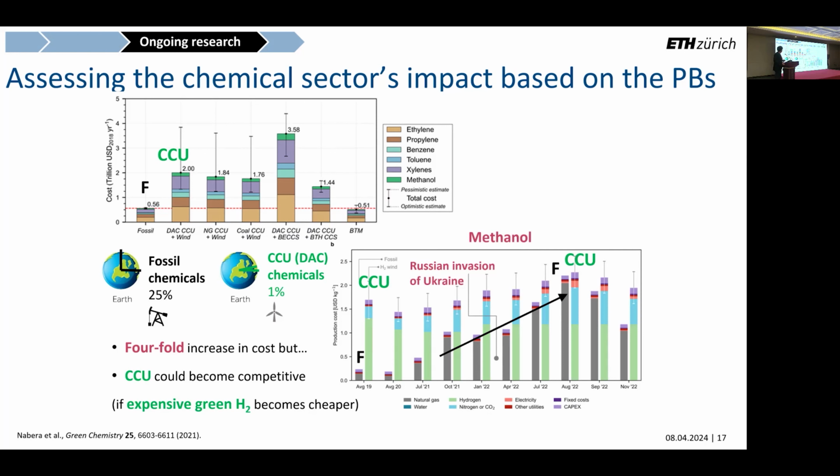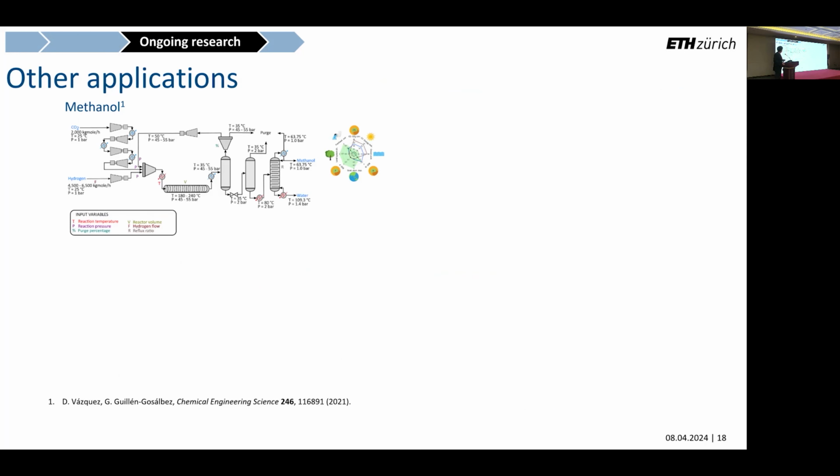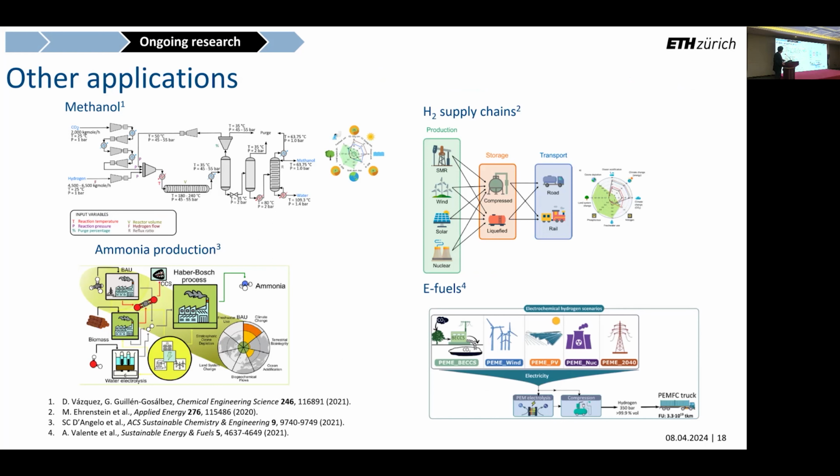So we have applied this to many different problems, including planetary boundaries in process design, supply chain optimization, also a lot of work in ammonia production and in the production of electrofuels as well, where we follow the same approach. And we are able to produce these radar plots where we quantify impacts and compare with the safe operating space.